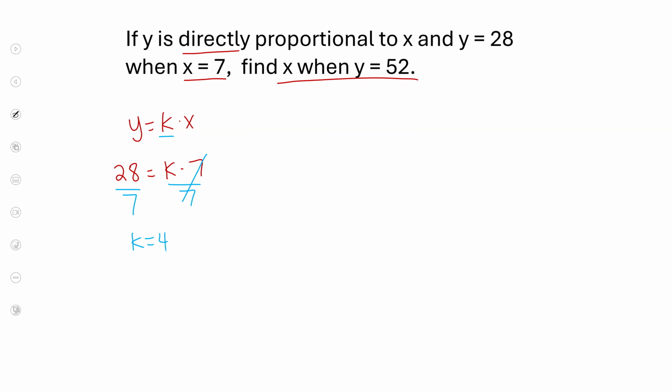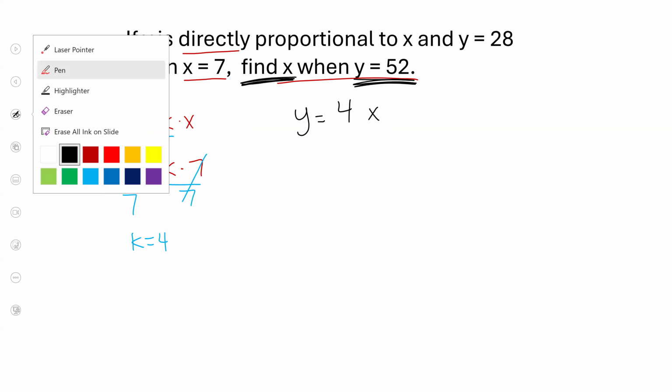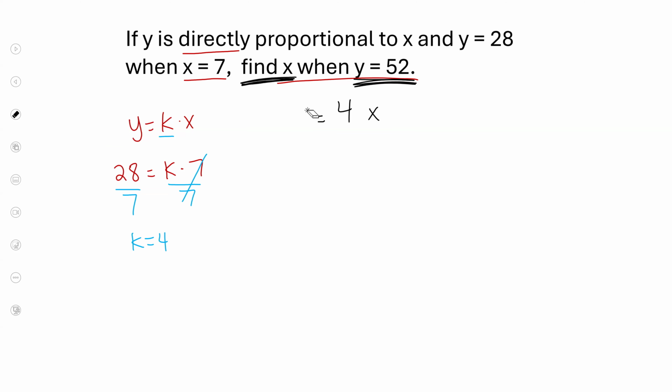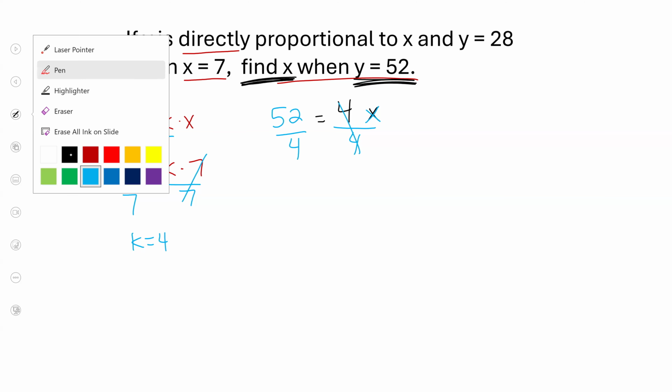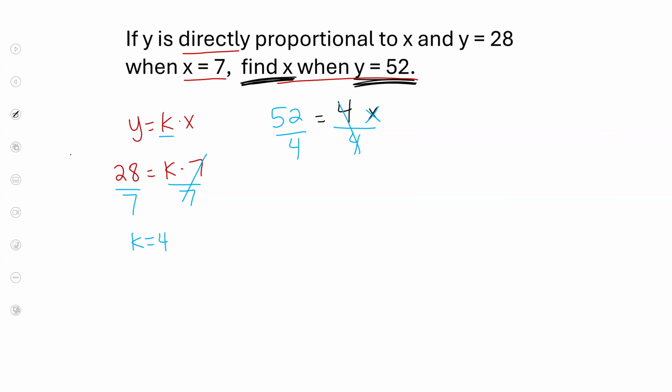Okay, so let me write my equation now. y equals, my k value is 4. Now let's continue. Find x when y is 52. So if y is 52, I'm going to find x. So I need to divide by 4. And 52 divided by 4 is 13. So that's my answer.